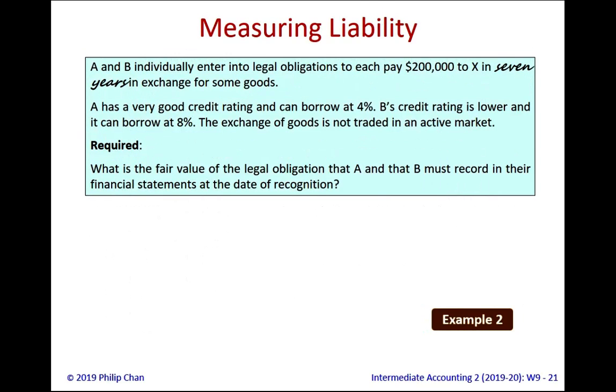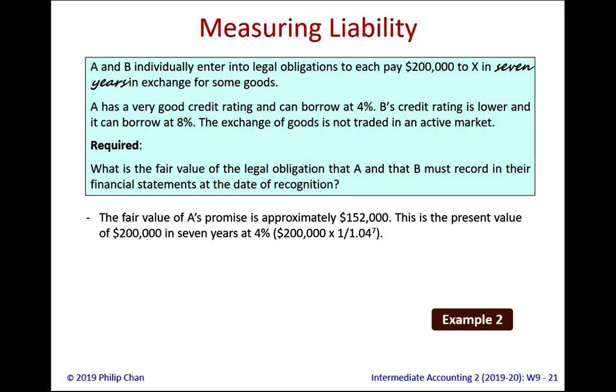Example 2. What is the fair value of a legal obligation that A and B must record in their financial statements at the date of the recognition? So we are now looking at the provisions or liability figures. A and B individually enter into legal obligations to each pay 200,000 to X in 7 years in exchange for some goods. A has a very good credit rating and can borrow at 4%, and B's credit rating is lower. It can borrow at 8%. The exchange of goods is not traded in an active market. So what do we do then?